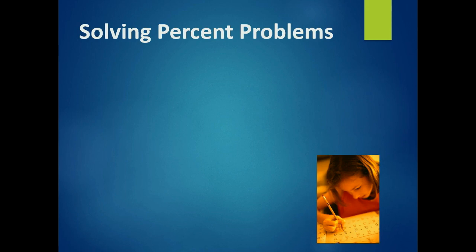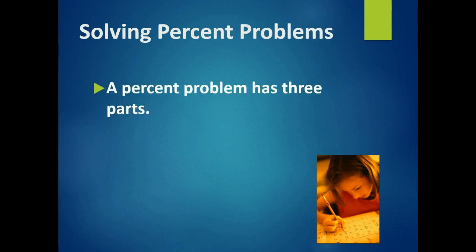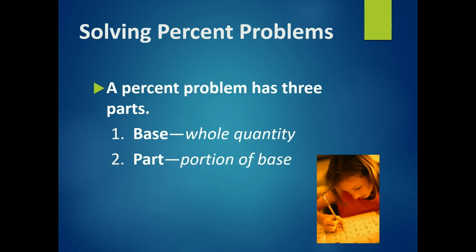To solve a percent problem, we need to recognize that every percent problem has three components. The first is what we call the base. This represents the total quantity, or all. Second is a portion of this base, which we refer to as the part. The third component is rate. Rate is the term that we give for the percentage.